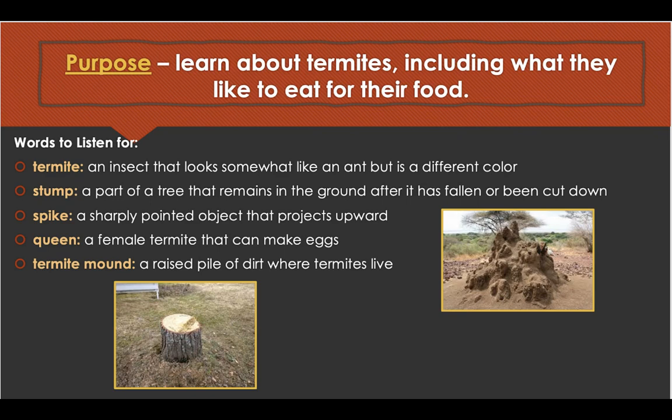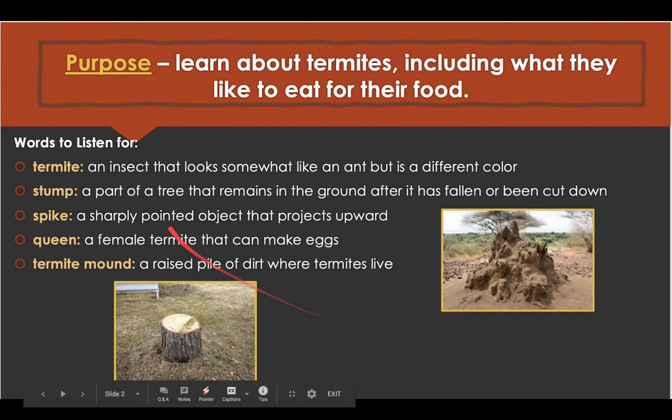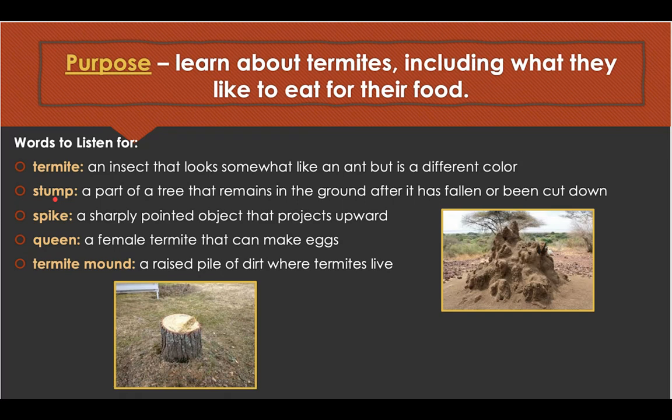Some words we want to listen for. First being termite. Termite is an insect that looks somewhat like an ant, but it is a different color. An example: you can barely see one termite, but together, lots of termites can do a lot of damage. The next word to listen for is the word stump. Stump is a part of a tree that remains in the ground after it has fallen or been cut down. An example: after the lumberjack cut down the tree, we sat on the stump that remained in the ground.